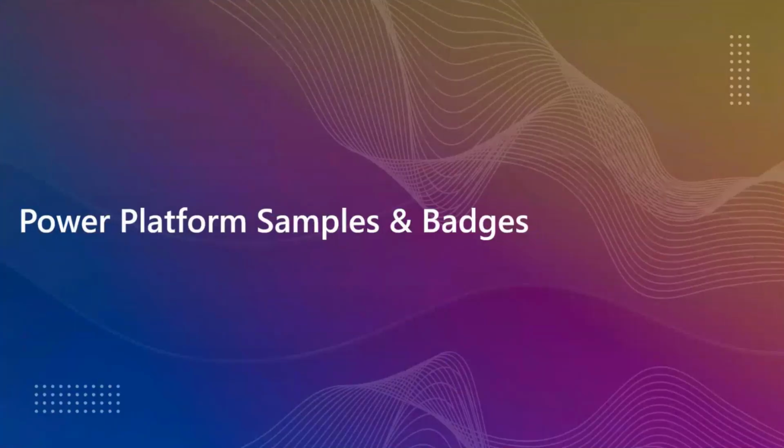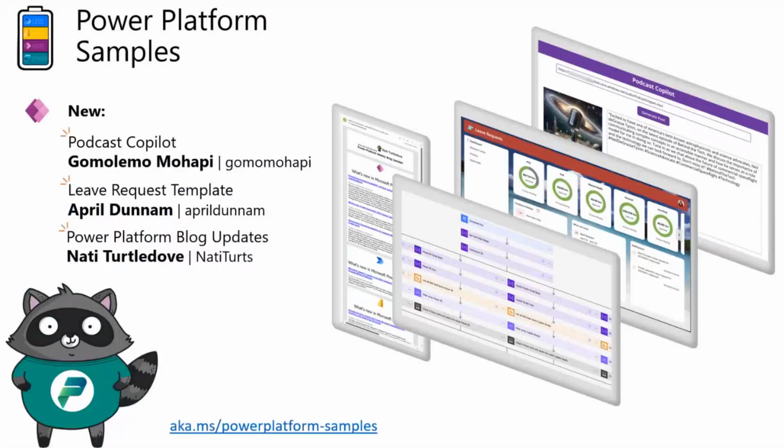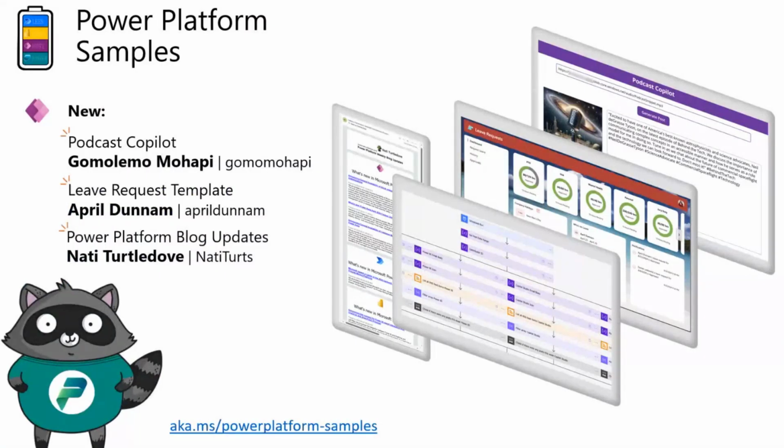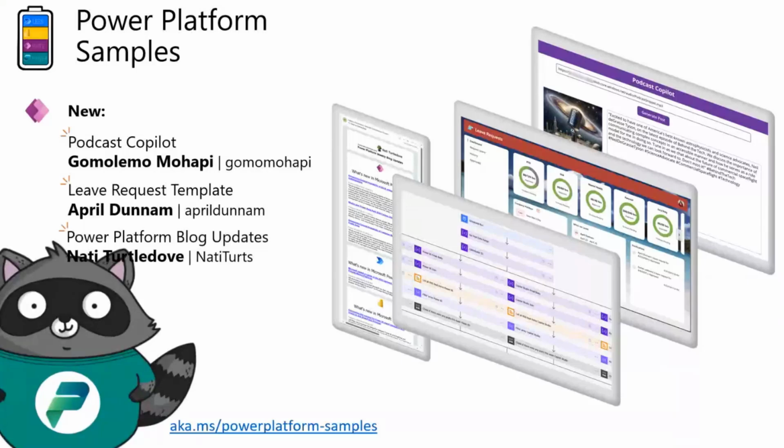All right, let's move on to some Power Platform samples and badges. Kate, tell us a little bit more about those samples. So this month we have 3 wonderful samples. The first one is Podcast Copilot, crafted by Gomolema. This is an amazing sample. Just drop a link to a podcast episode and AI will generate for you a promotional social media image and blurb that you can use in your social media posts. So you can download them and that's it.